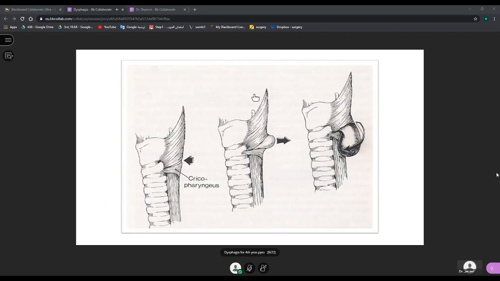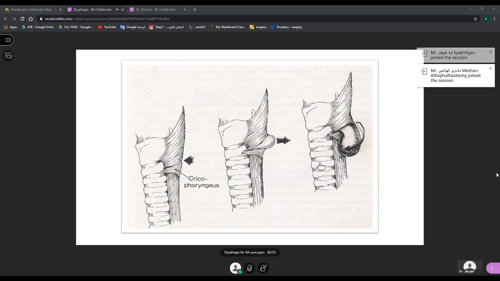When the patient eats, instead of passing down the esophagus, the food will be stored in this pouch. The food can then regurgitate from this pouch back into the mouth. This is regurgitation. Regurgitation, by the way, is different from vomiting. Vomiting is the expulsion of gastric contents, while regurgitation does not come from the stomach. It comes from the level above the stomach. So the patient can regurgitate.